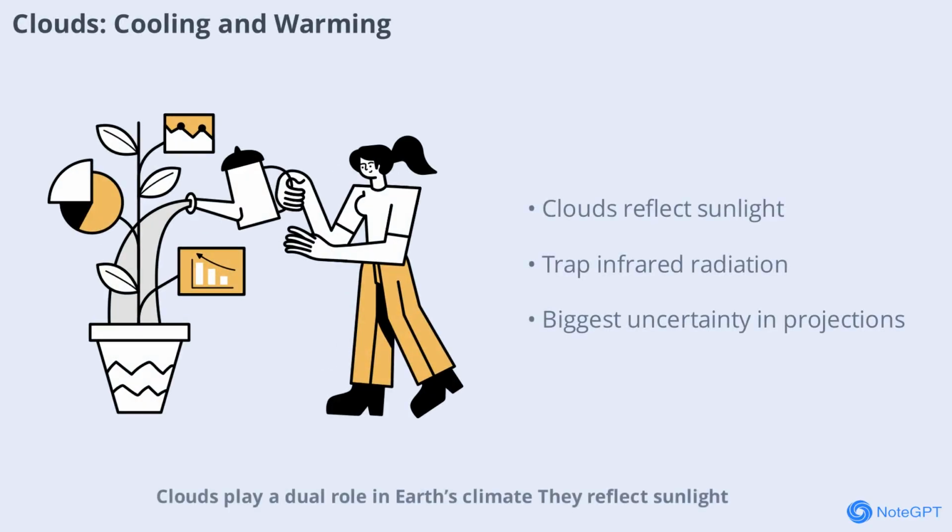Clouds play a dual role in Earth's climate. They reflect sunlight, cooling the planet, but also trap infrared radiation, warming it. High, thin clouds tend to warm, while low, thick clouds cool. Overall, clouds currently have a slight net cooling effect, but how they will change as the planet warms is the biggest uncertainty in climate projections. Changes in cloud cover or type could either amplify or dampen future warming.